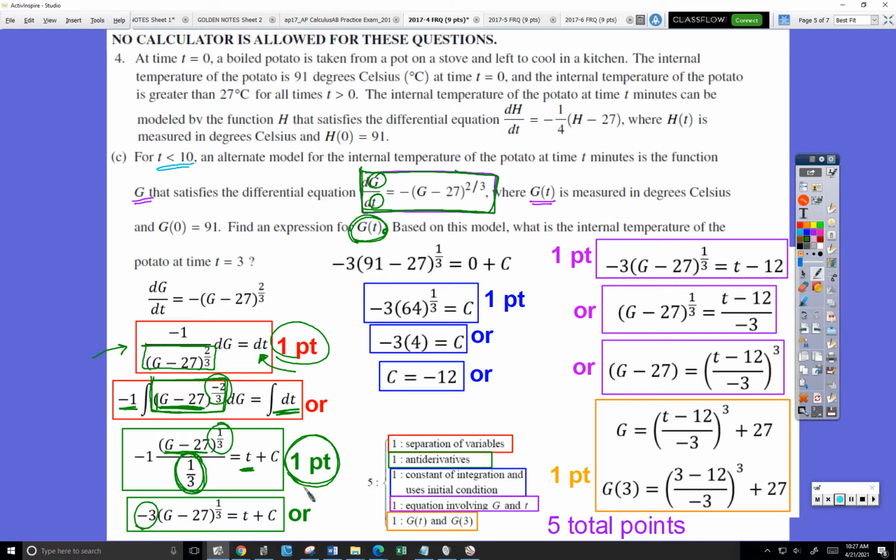So now we're going to do the constantate step. We do the separate, anti-differentiate, and now we're going to constantate. So we take our formula, and we know that the value of g is 91 when the time has a value of 0. 91 minus 27 is 64. 1/3 power means cube root. Cube root of 64 is 4. That's how we discover that c has a value of negative 12. If you find the value of c, you get 1 more point.